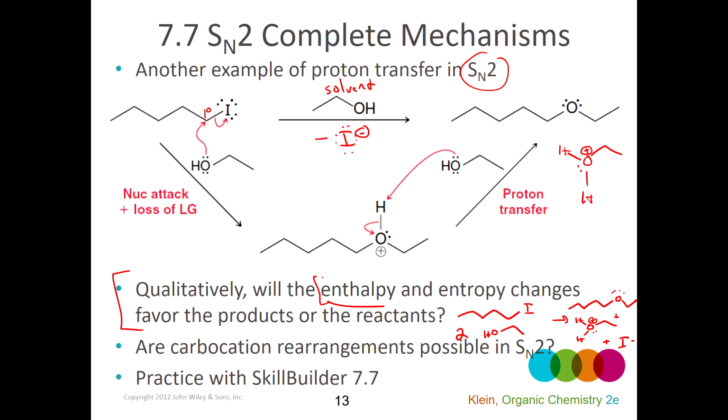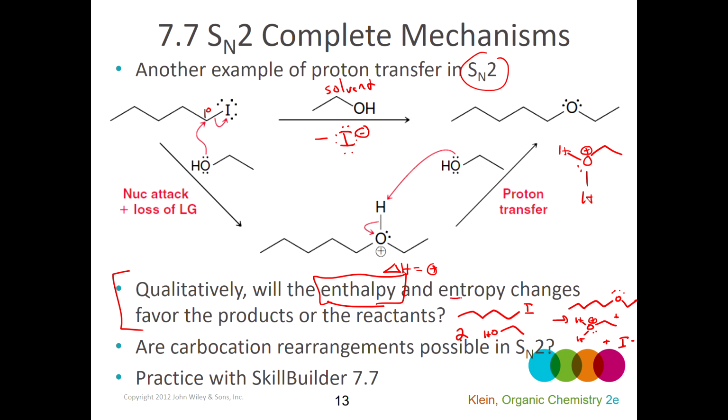So from an enthalpy standpoint, which side looks more stable? Well, the I- is quite stable, this ether is stable, but this positive charge over here, not very stable. So this is a situation where delta H probably is positive. Having the unstable formal charge on the oxygen, even though the charge on the iodine is quite stable, probably not, it's probably higher potential energy or less stable than the reactant side.